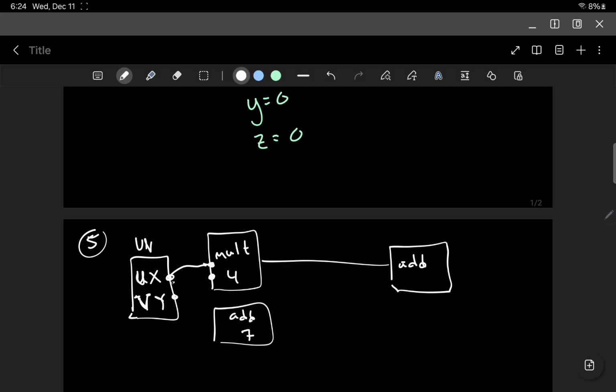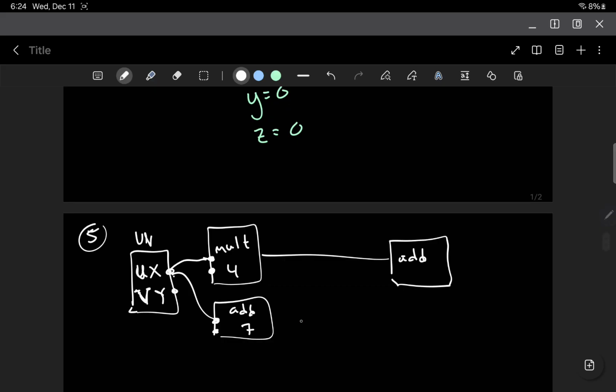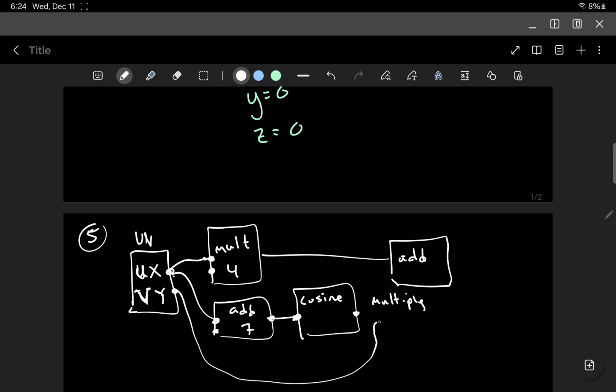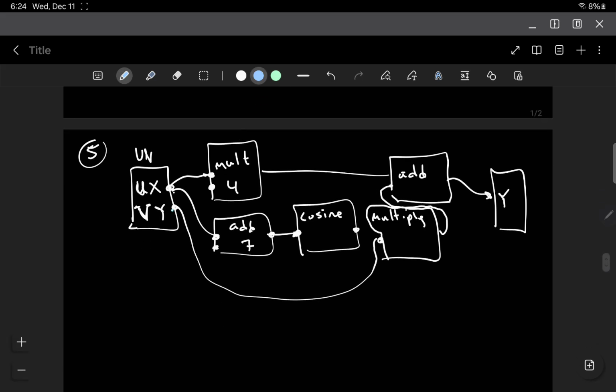We're adding 7 to this, and cosine, multiply by V, and then when we add this on there, we plug that into Y. Okay. So I'm just thinking about what's going into each of these.